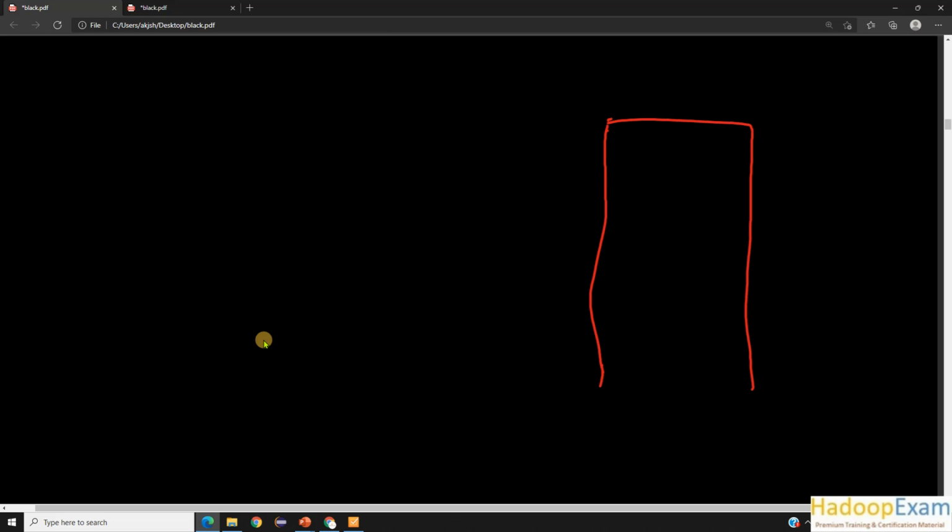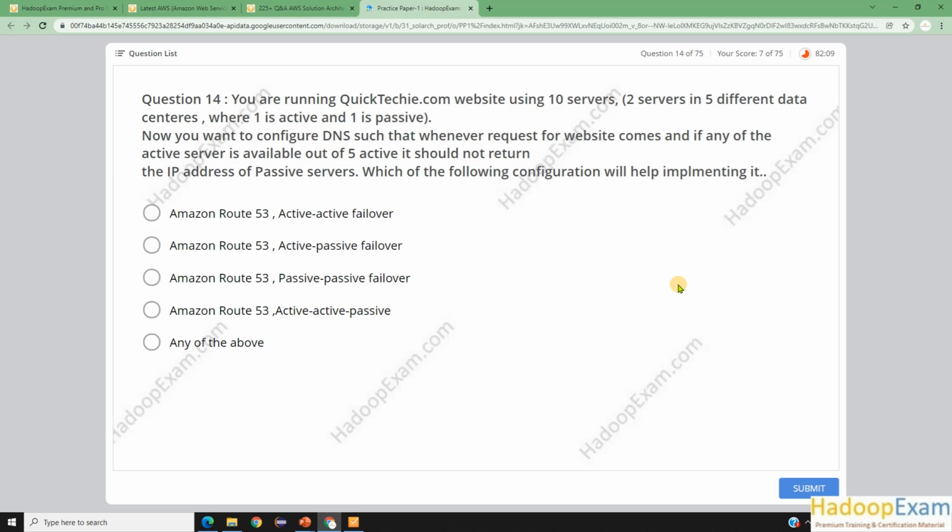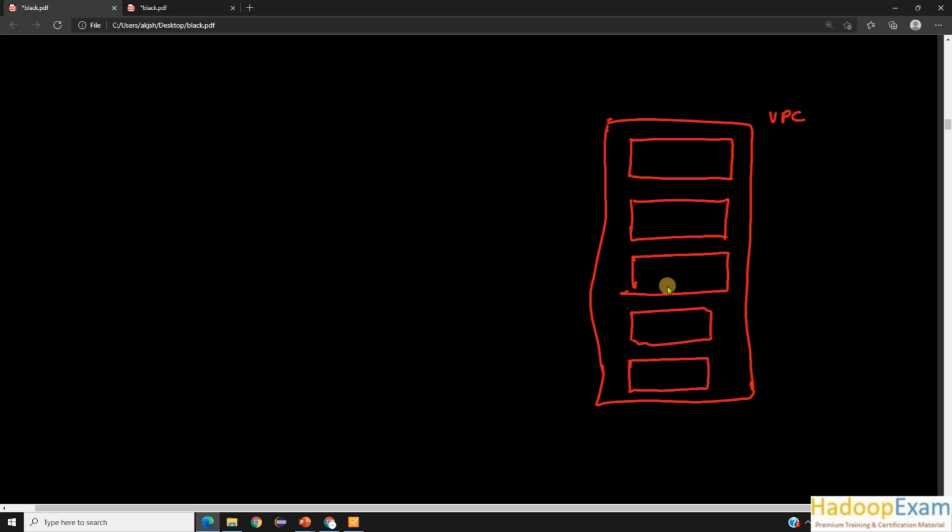Suppose this is your VPC. Here 5 data centers means 5 availability zones, where one availability zone is equal to one data center, you can assume. So this is 4 and this is 5. In each data center there are 2 servers, so one is this and another is this. This way it has these web servers.